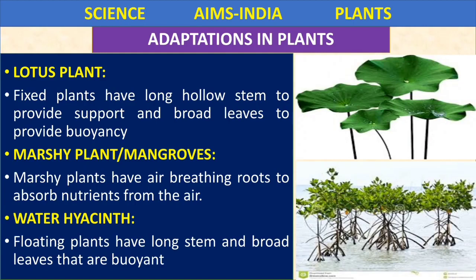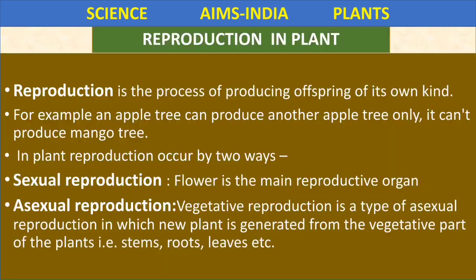Okay, like mangroves, they have breathing roots. Because of that, they are absorbing the air and getting the nutrients. Okay, children, and water hyacinth, it is a floating plant and it has got a long stem and broad leaves, again to make itself convenient to float in the water.